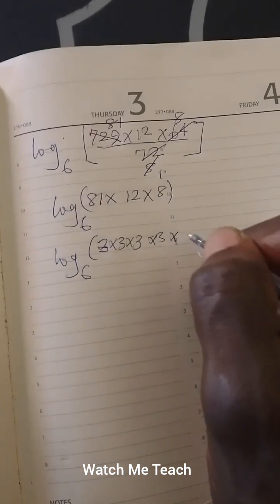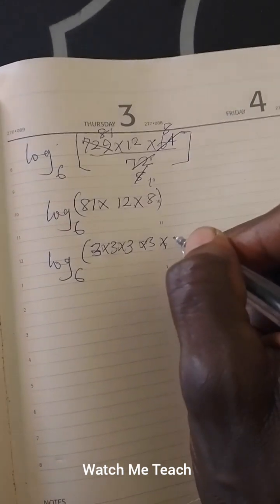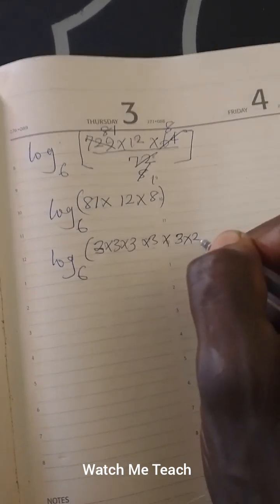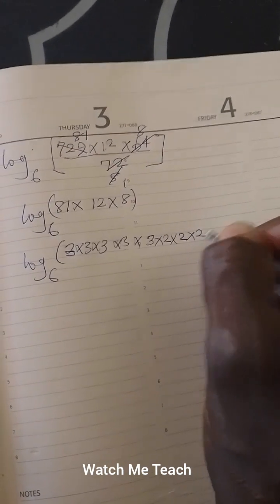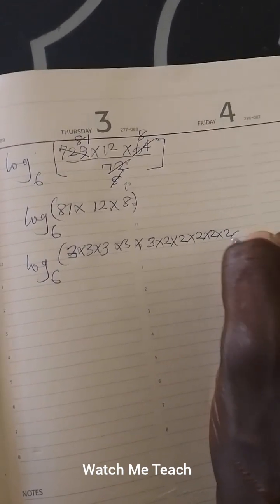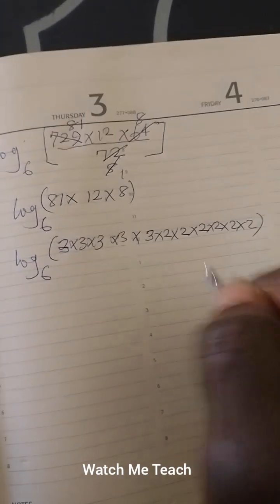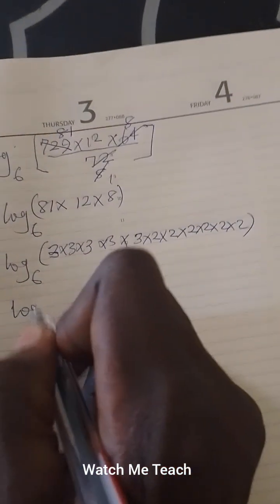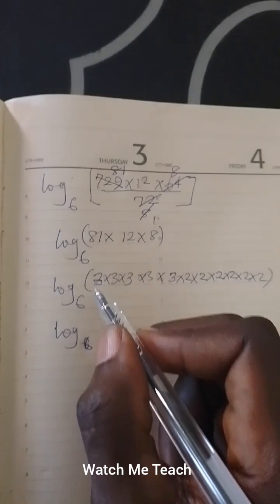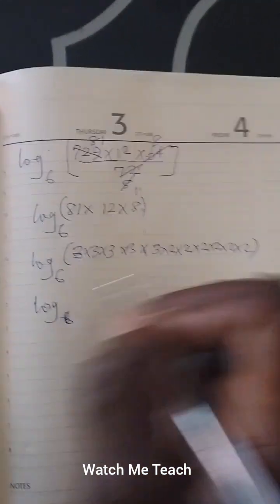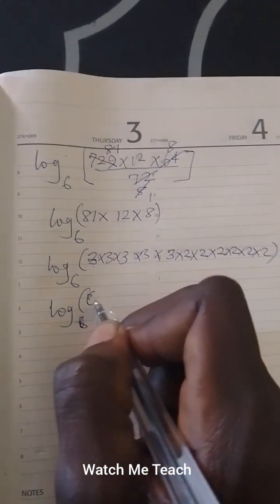Then this 12 is 3 times 2 times 2. And this 8 is 2 times 2 times 2. Now, we have this to be log to base 6 of 3 times 2. 3 times 2 is 6.